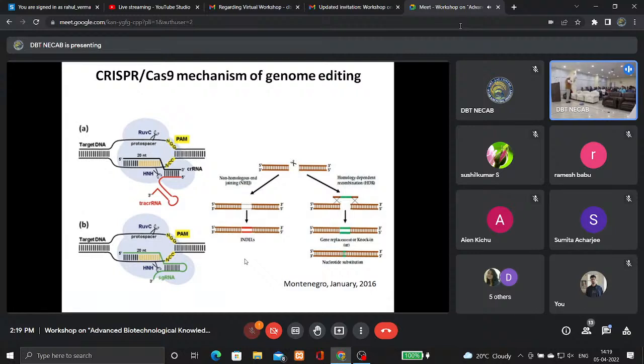Because the guide RNA sequence is already known, it is from chromosome number 5. So the insertion you want to introduce will be in chromosome number 5 only. It is not going to be entered anywhere else. So this is very, very precise, and we know in which particular locus my gene has been integrated. That is the advantage of inserting a gene using CRISPR.